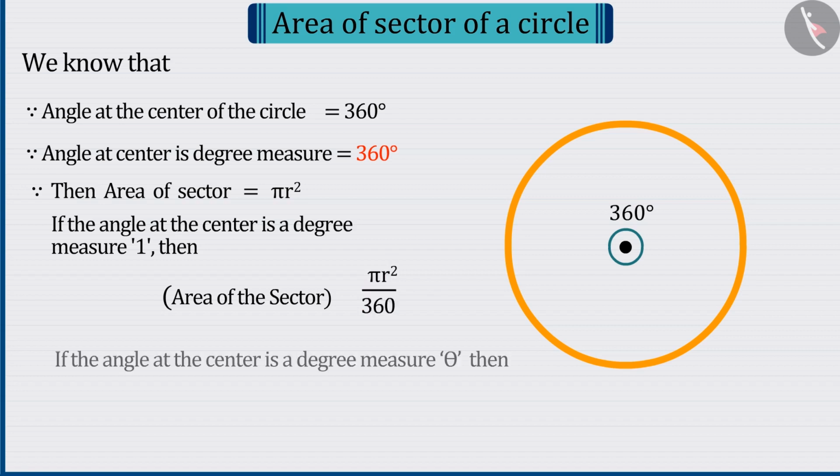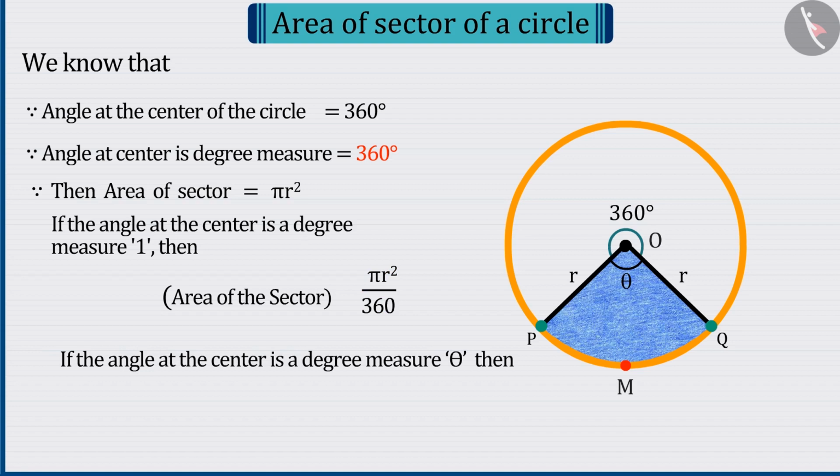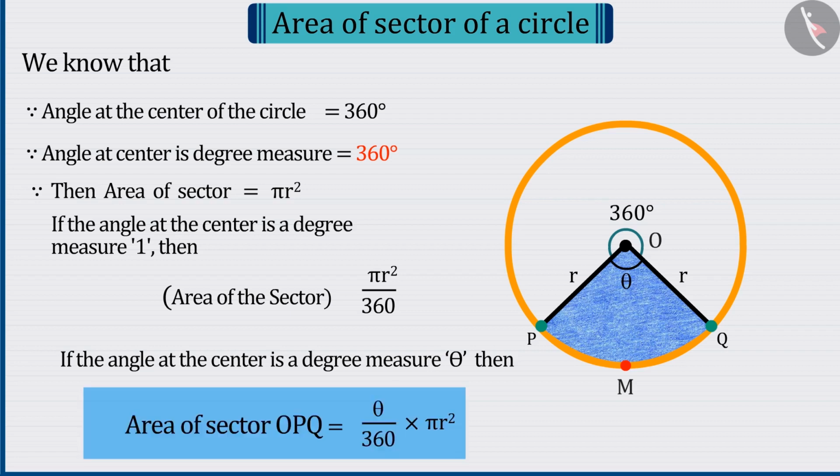So can you tell when the angle at the center is theta, what will be the area of the sector? Absolutely correct. The area of the sector OPQ is theta divided by 360 multiplied by pi r square, with which we can determine the area of any sector.